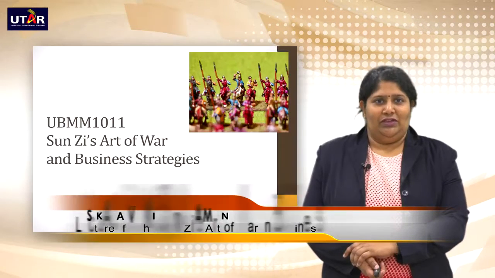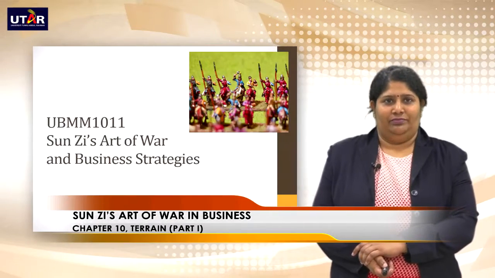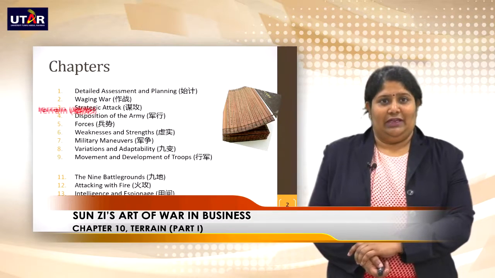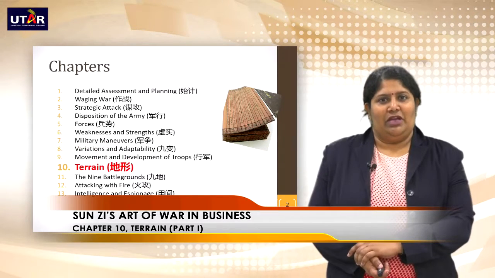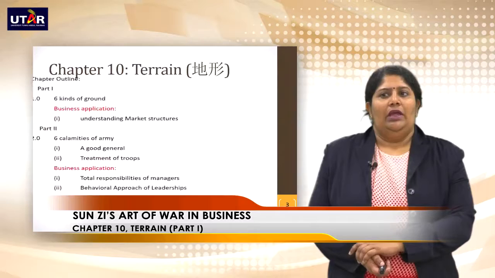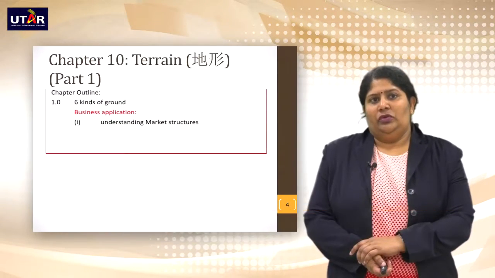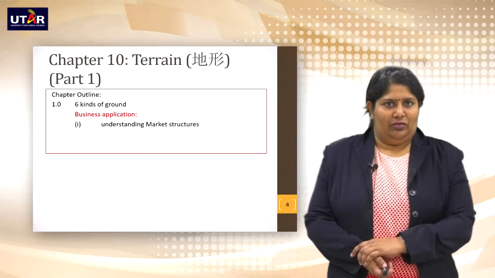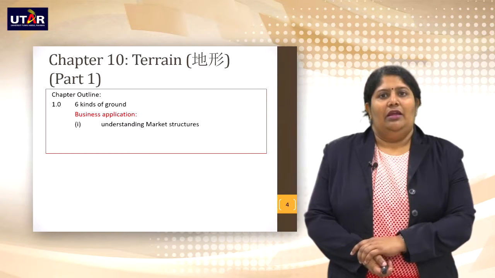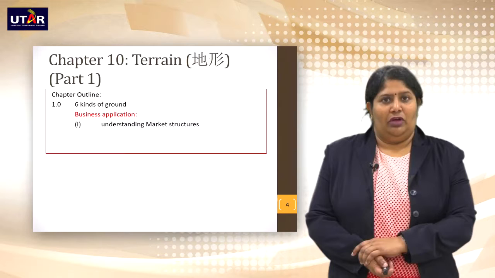Today, I will explain the topic of terrain, chapter 10 from Sun Tzu's Art of War. Before I go further, let's look at the chapter outline. In this part 1, we will look into the six kinds of ground and the business application of it.